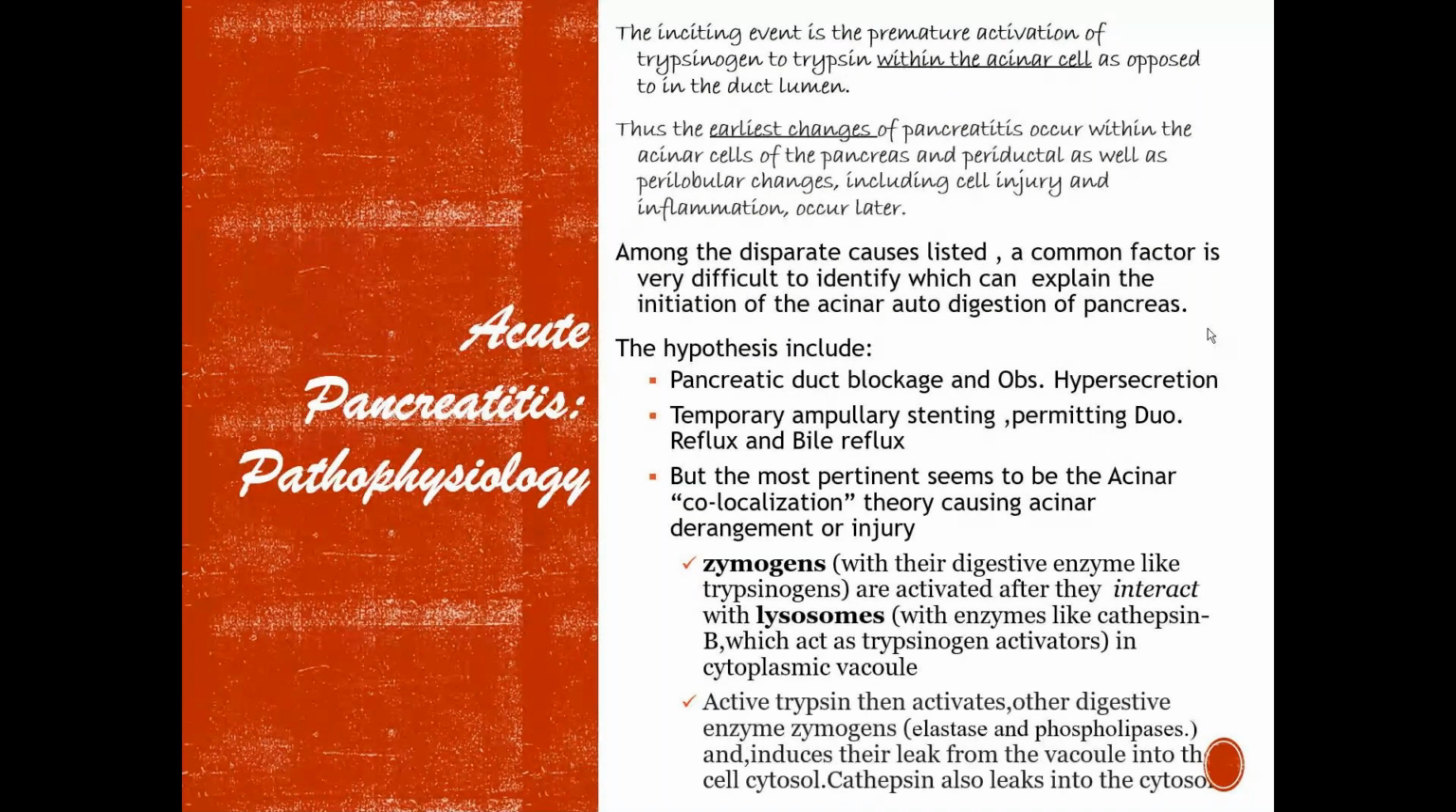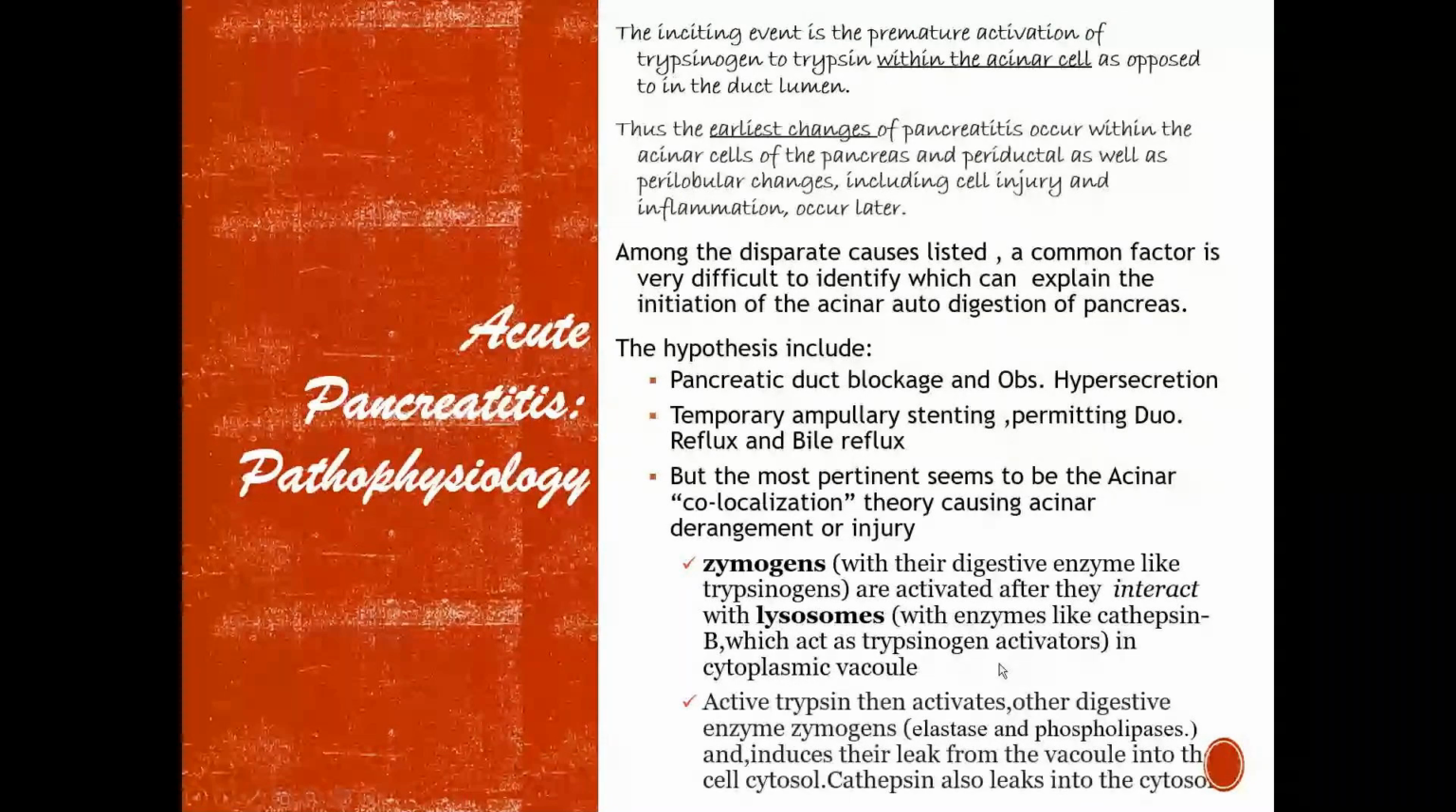Two things. Number one, the zymogen with the lysosome. The zymogen has a lot of digestive enzymes like trypsinogen inside itself, and lysosomes are subcellular organelles housing enzymes like cathepsin B, which acts as a trypsinogen activator. Now what is happening? They join together inside a cytoplasmic vacuole. Once they join together, this activator immediately activates the trypsin. The second stage is that further to the co-localization, the trypsinogen has been activated to trypsin by cathepsin B and other similar enzymes.